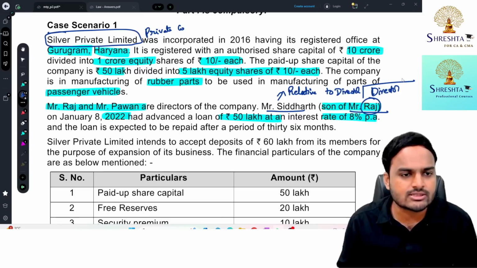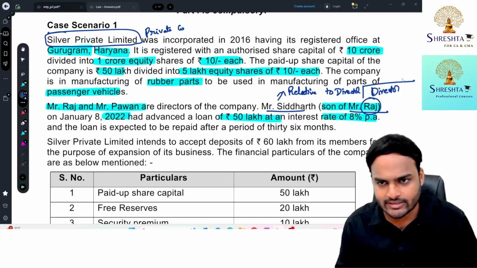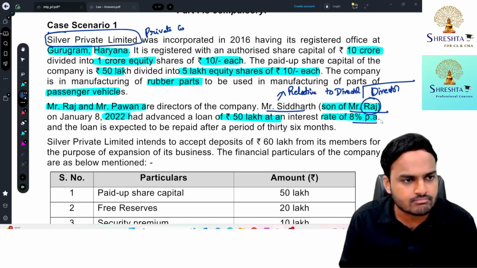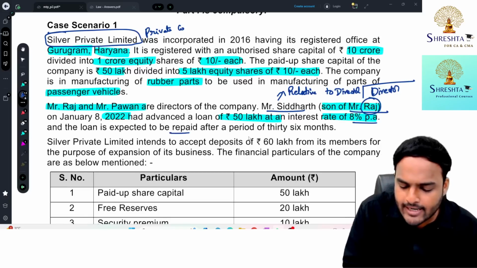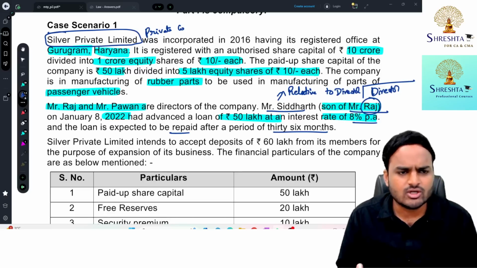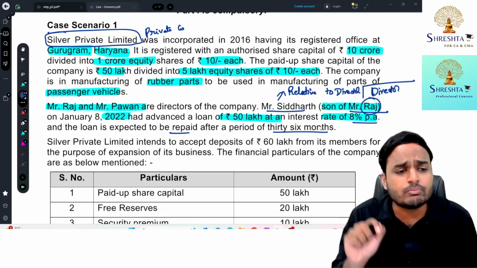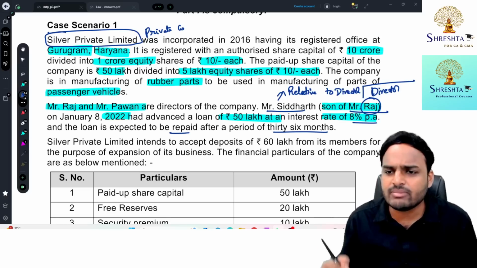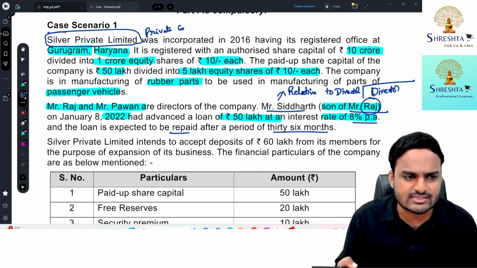Everyone. So who is Mr. Siddharth? A relative of the director. He advanced a loan of 50 lakhs at an interest rate of 8% per annum, and the loan is expected to be repaid after a period of 36 months. No problem. If it is a deposit, it should be repaid within 36 months. Since it is not a deposit, it can be repaid even after a period of 36 months.